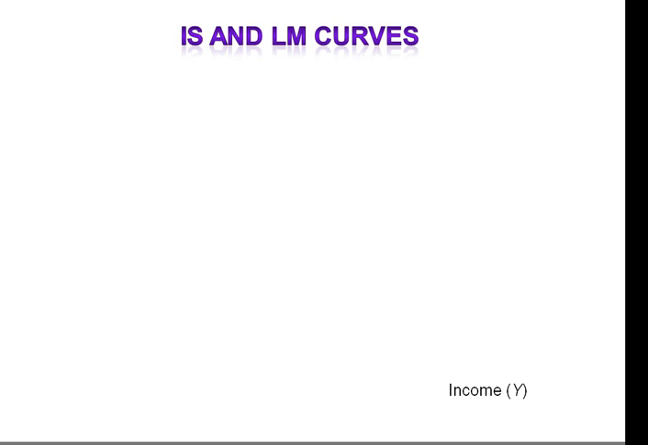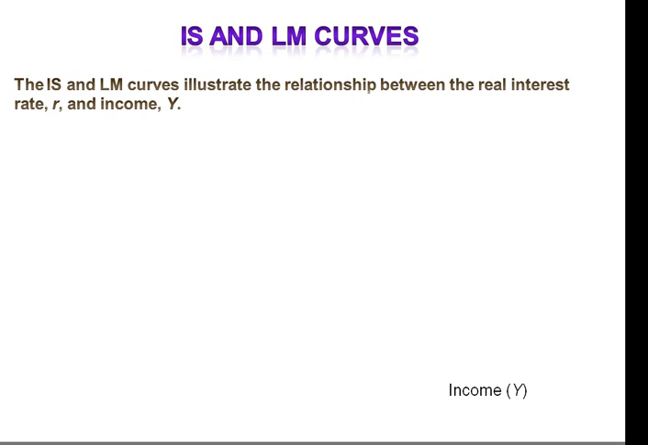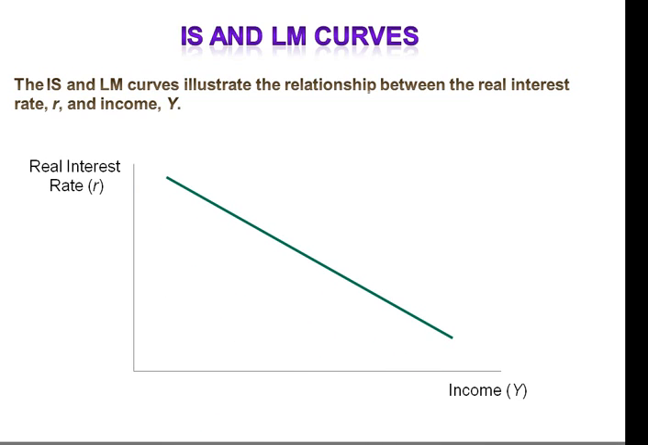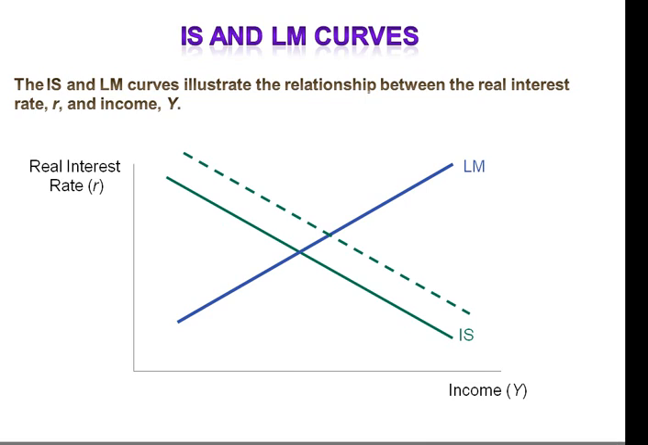So let's see what is happening in the IS and LM curves. The IS LM curves illustrate the relationship between the real interest rate R and income Y. So we have Y and R. So we have a negatively sloped IS curve. We have interest rate here, we have income here, and this is our IS curve, negatively sloped. So we have a negative relationship between interest rate and income in the IS curve, and there is the LM curve which is positively sloped. So let's say our IS curve improves and it shifts upward.